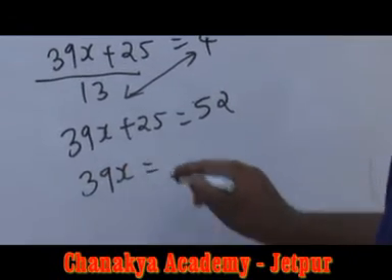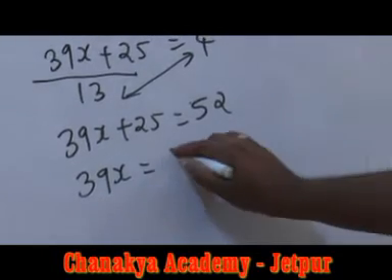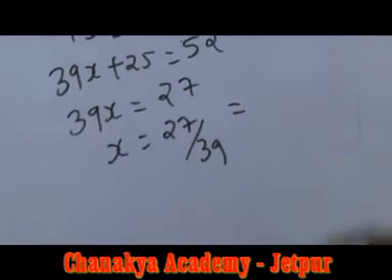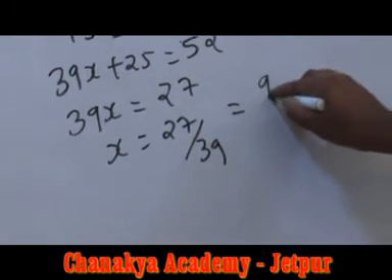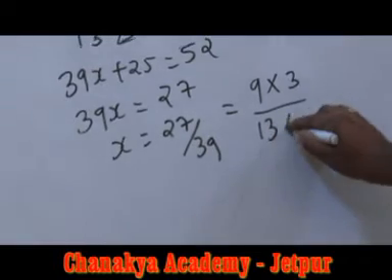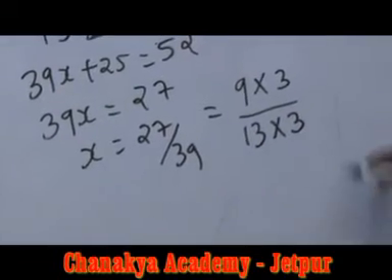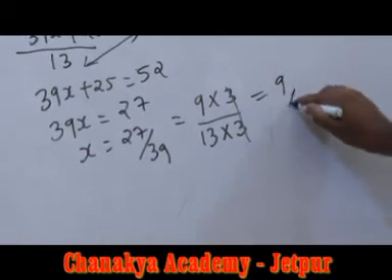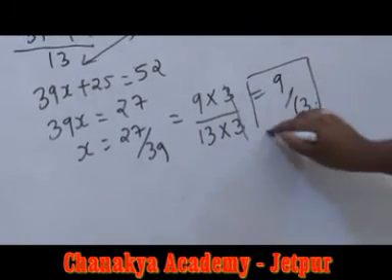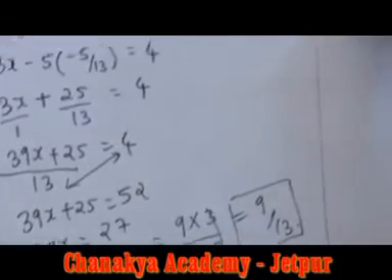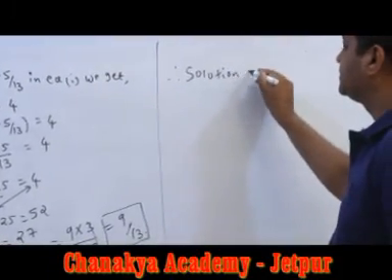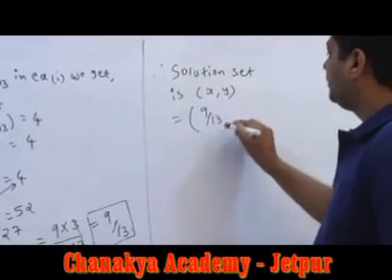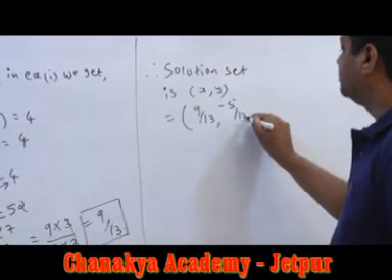39x equal to 52 minus 25 gives 27. Therefore x equal to 27 divided by 39. Okay students, now simplifying it, 9 3s are 27 and 13 3s are 39. Okay students, cutting 3, final answer will be 9 by 13, which will be the value of x. Here we have the value of x. Solution set is, value of x is 9 by 13 and value of y is minus 5 by 13.